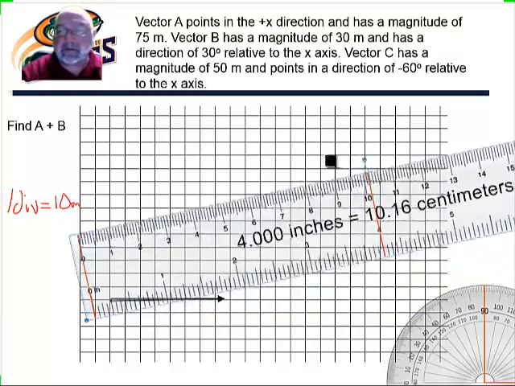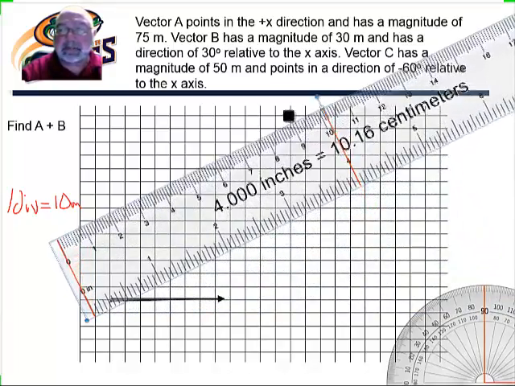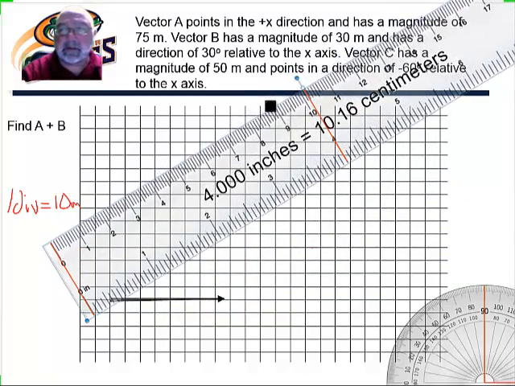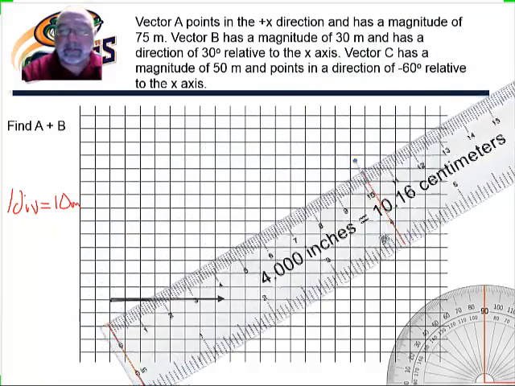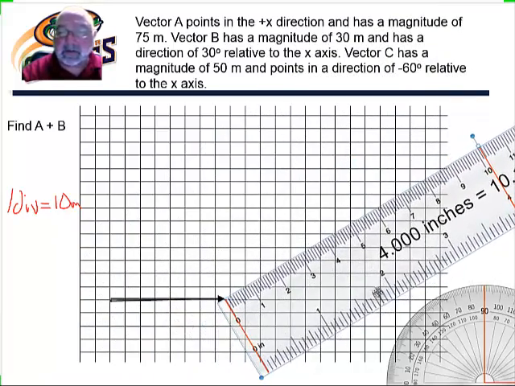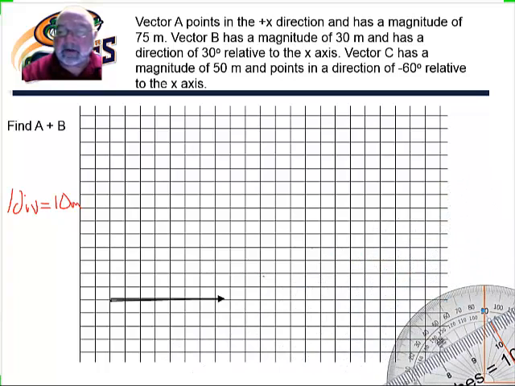So I'm going to bring it on up to 30 degrees, about. Bring it down and measure. I'm going to put a little tick mark on. What is it, 1.5? And I'm going to bring my ruler out of the way now, and I'm going to draw my vector. Okay. So that's vector B.